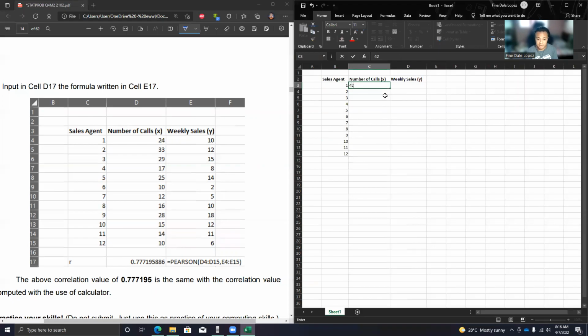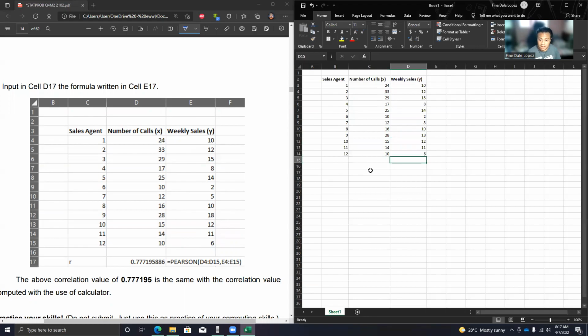Then type the data. We have 24, 33, 29, 17, 25, 10, 12, 16, 28, 15, 14, 10. And then we have 10, 12, 15, 8, 14, 2, 5, 10, 18, 12, 11, and 6.